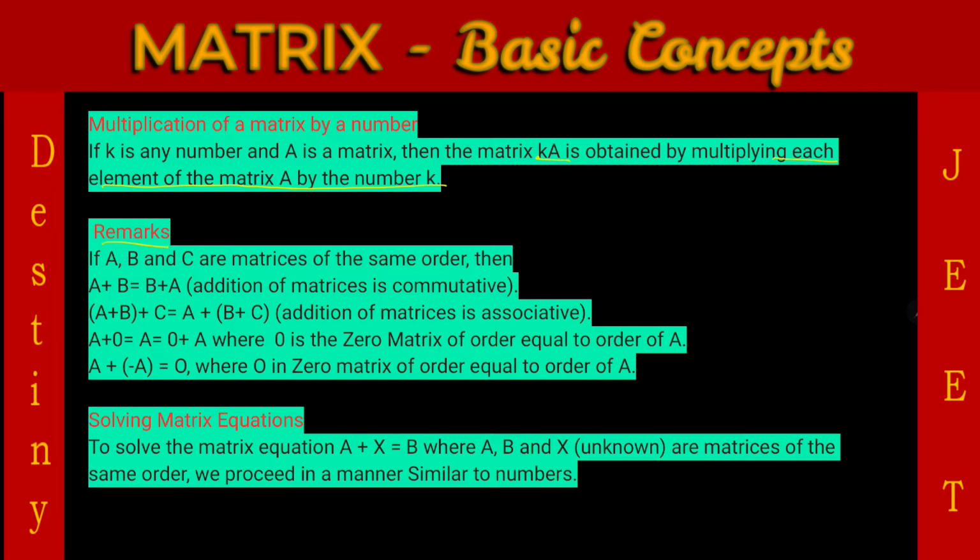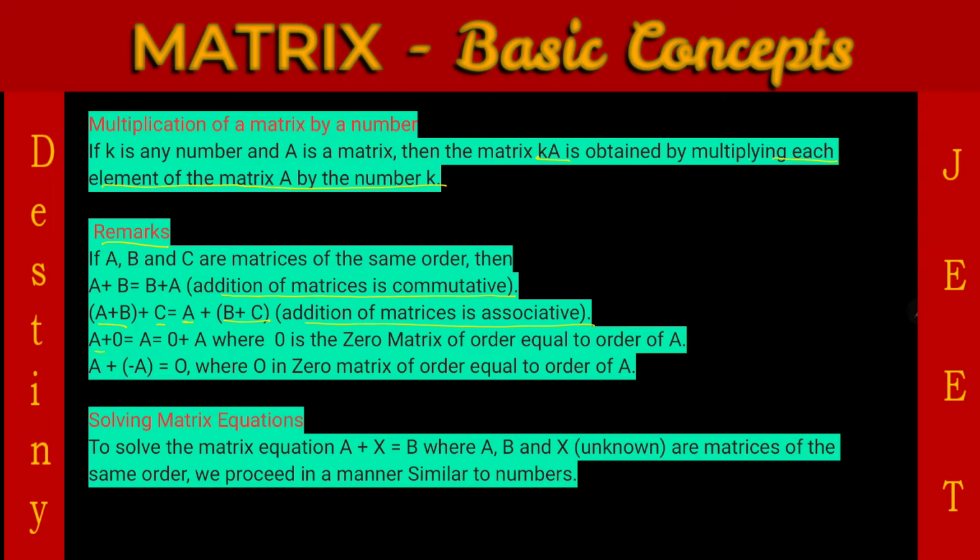Some remarks. If A, B, C are matrices of the same order, then A plus B is equal to B plus A. Why? Addition of matrices is commutative. Next, bracket A plus B plus C is equal to A plus bracket B plus C. This is because addition of matrices is associative.